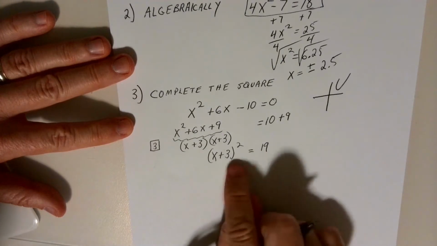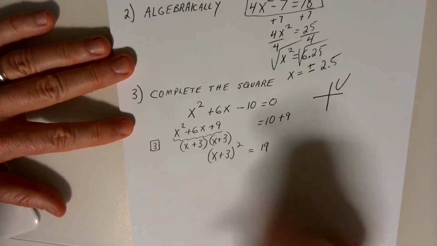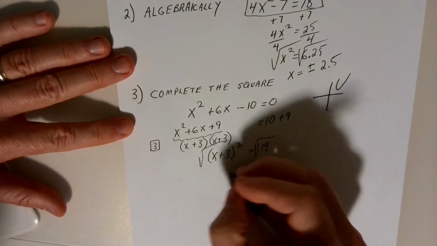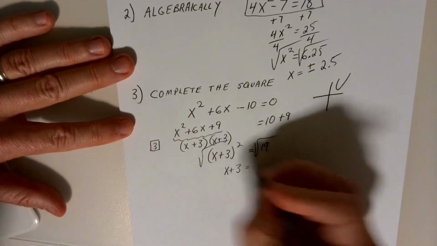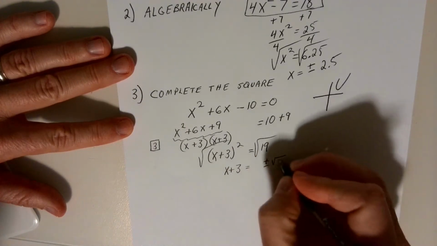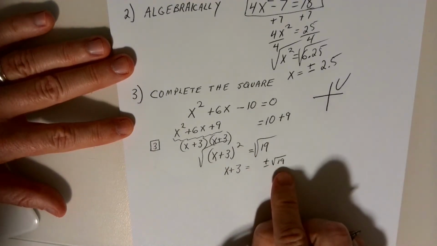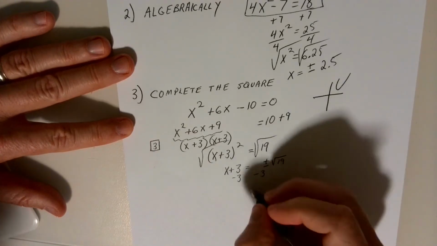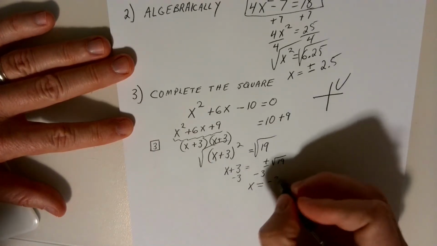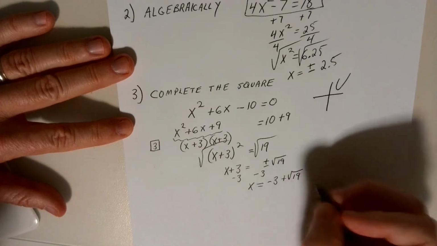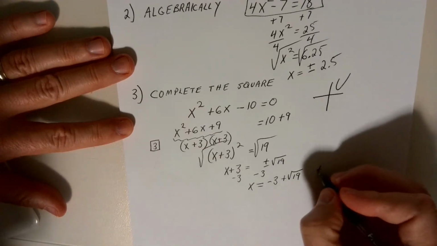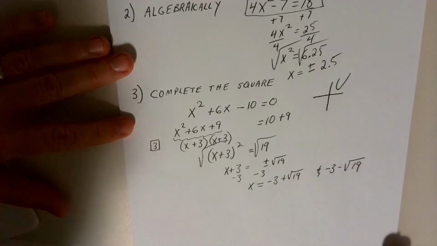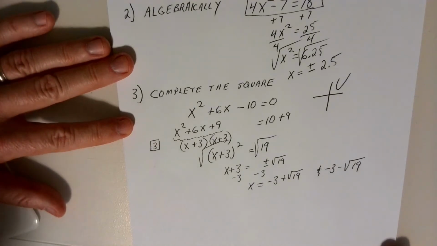Now that I have this entire thing that's squared, which means I can square root it. And if I square root one side, I can square root the other side. So then I get x plus 3 equals plus or minus the square root of 19, which you can change to a decimal if you'd like, but I'm not going to do it right now. Subtract 3 from both sides. So now I know x equals negative 3 plus the square root of 19 and negative 3 minus the square root of 19. Those are my two possible solutions.